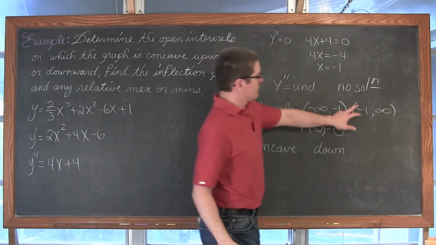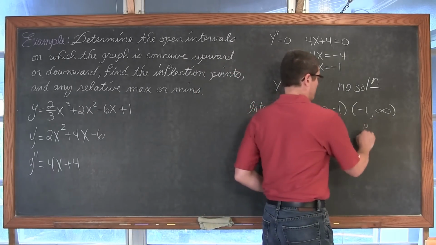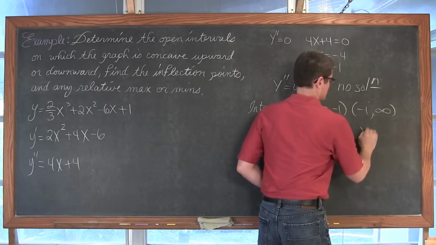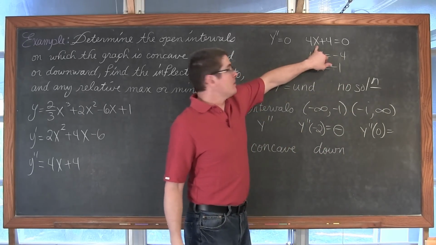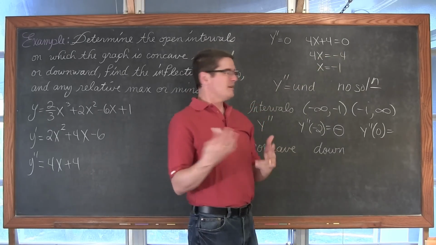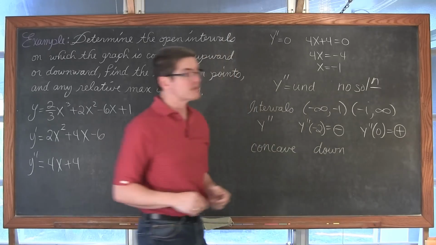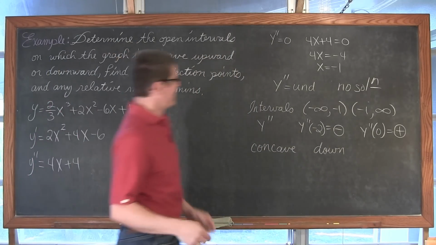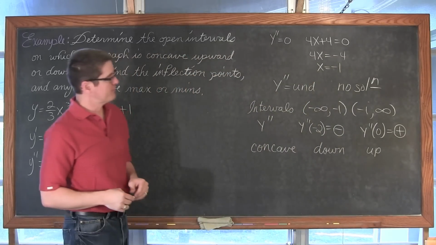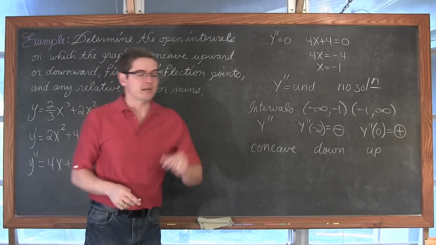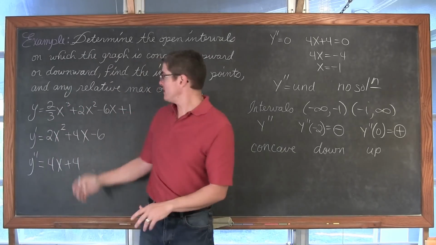And on my interval from negative 1 to infinity, I want to test one point in there, like 0. So y double prime, well, 4 times 0 is 0. 0 plus 4 is 4. It's nice to know it's 4, but really all I care about is whether that is positive or negative. And since my second derivative is positive, I have a concave up situation on that interval of negative 1 to infinity.